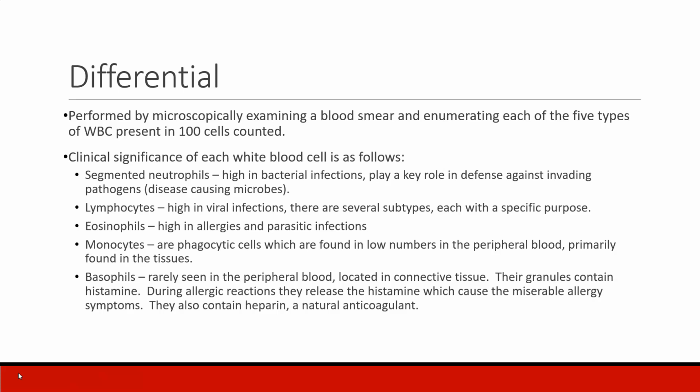Basophils, they're rarely seen in the peripheral blood. They're located outside the circulatory system in the connective tissue. Their granules contain histamine, and during allergic reactions, they release the histamine, which cause the miserable allergy symptoms. And that's when you go to the drugstore and you buy a medication called antihistamine. Because again, this is an inappropriate large amount of histamine being released. They also contain heparin, which is a natural anticoagulant.